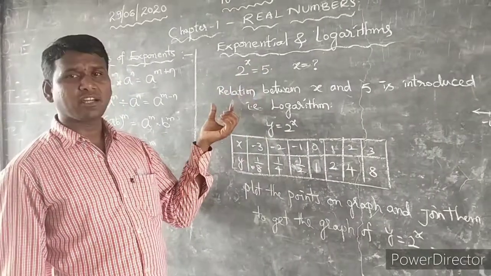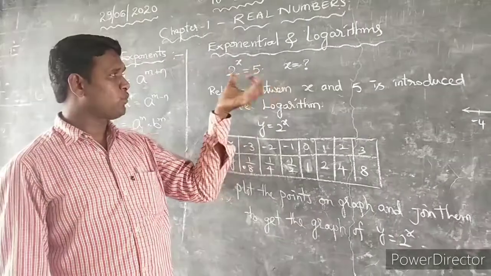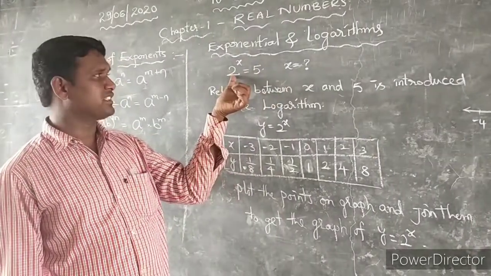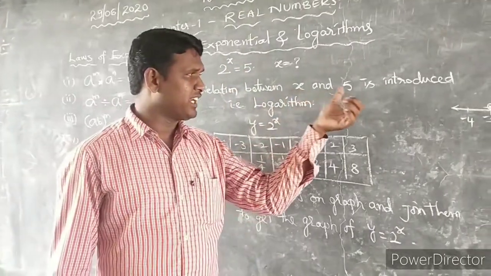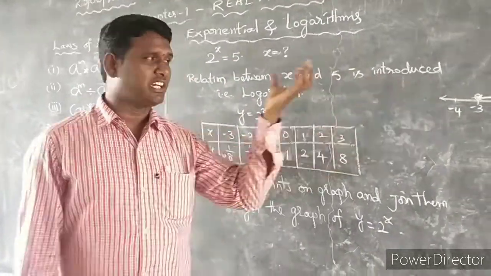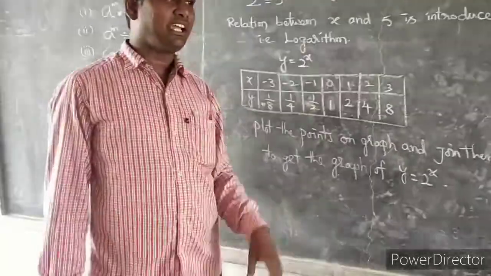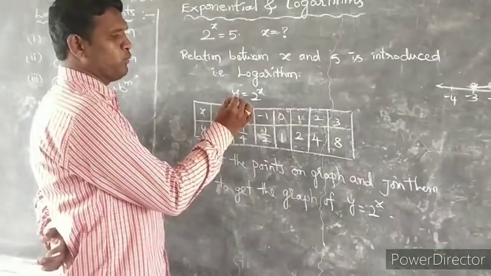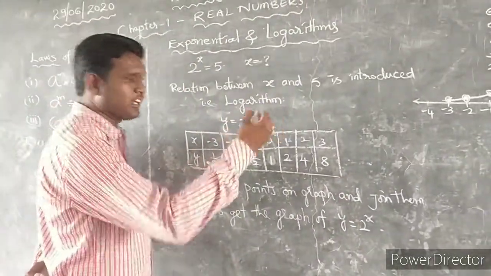For this we need to establish a new relation between x and 5. What is raised here? 2 is raised. How many times? To get 5. The x and 5 in between, if you introduce a relation that is called a logarithm, it can be understood by drawing the graph of y is equal to 2 power x. For this 2 power x, let us draw the graph.